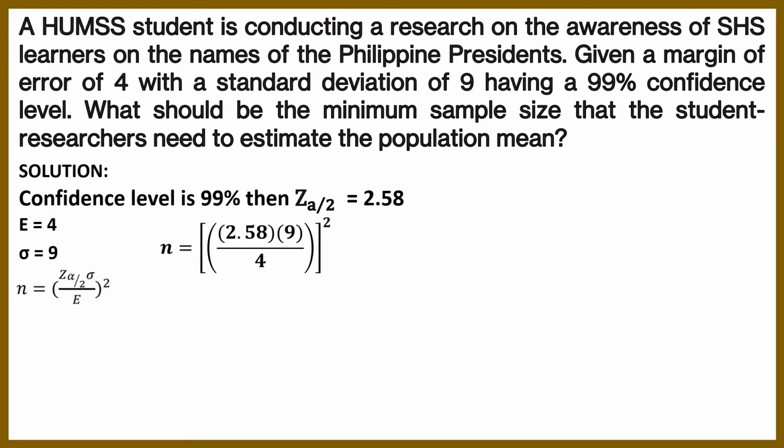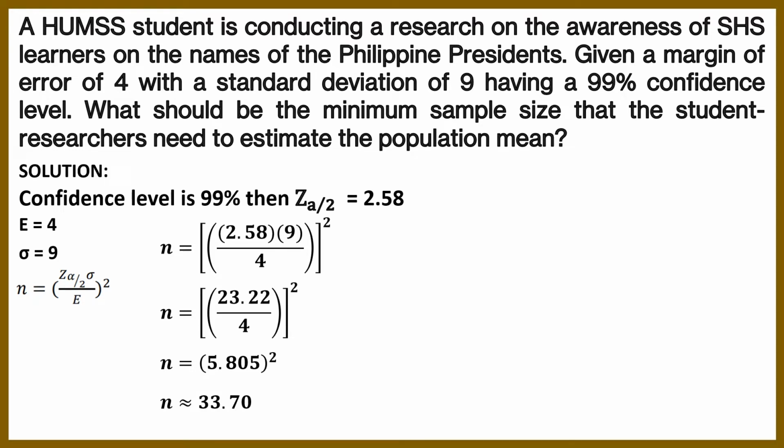So n is equal to 2.58 multiplied by 9 divided by 4, raised to the second power. Then 2.58 multiplied by 9 is equal to 23.22. Then divide by 4, raised to the second power. 23.22 divided by 4 is equal to 5.805, then raised to the second power. So 5.805 multiplied by 5.805 is approximately 33.70. So therefore, our sample size is equal to 34.